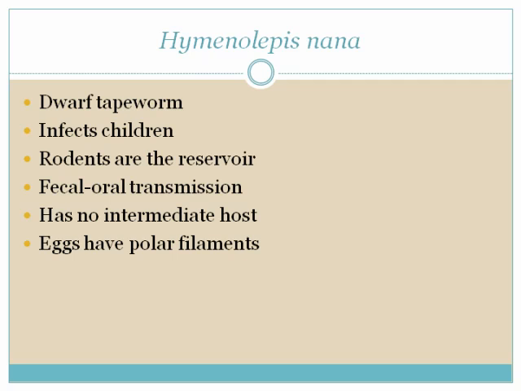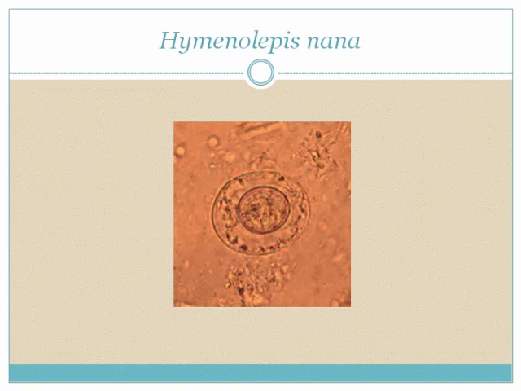Hymenolepis nana is called the dwarf tapeworm. It infects children mostly. Rodents are the reservoir of it. You get it fecal orally. There is no intermediate host. The eggs of this parasite have what's called polar filaments. See it here, it's kind of a grayish egg with polar filaments here. You can see some hooks within the egg.